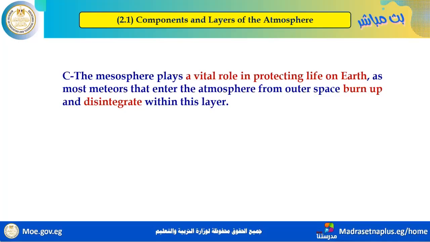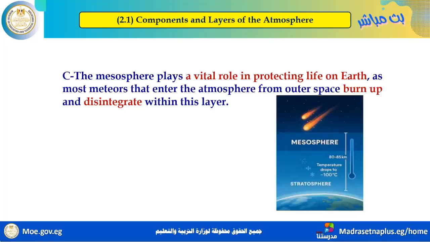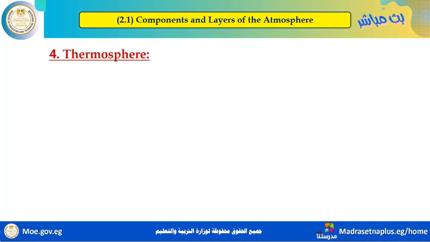Mesosphere plays an important role in protecting the Earth. Give reason: as most meteors enter the atmosphere from outer space. Due to the friction, they burn in this layer. This is an image. You can imagine this is meteorites. When they enter, they can cause a lot of fires, damage a lot of living organisms and cause a lot of burns. But thanks to the mesosphere, the layer can burn them, and only a little amount may enter to the Earth's surface. Thermosphere, fourth layer.